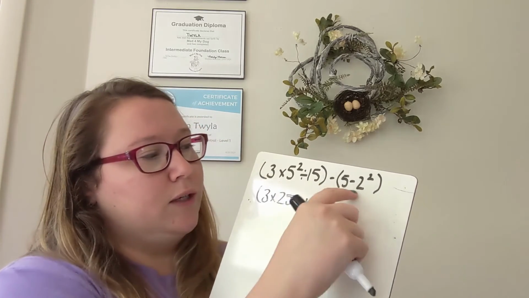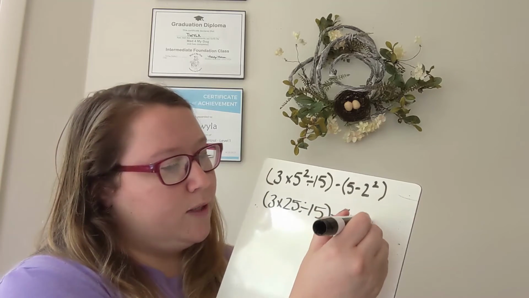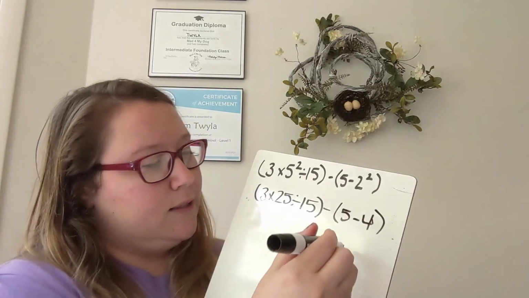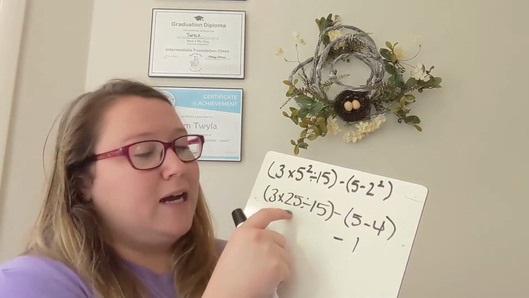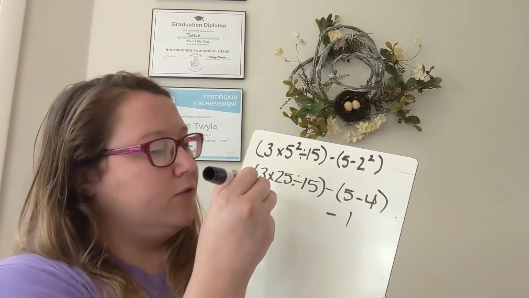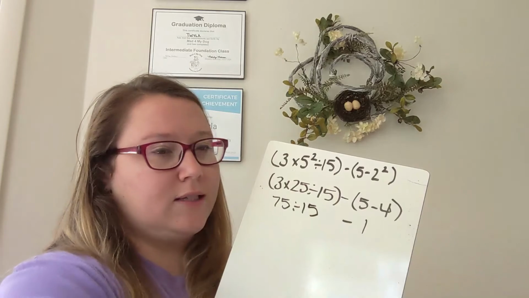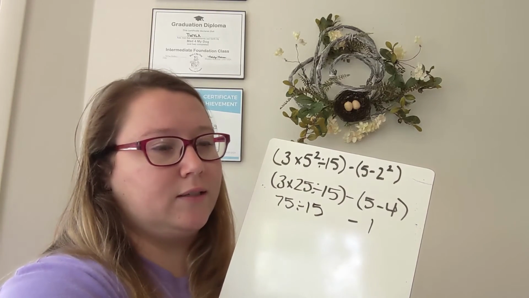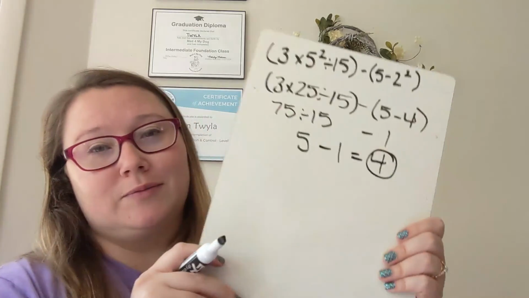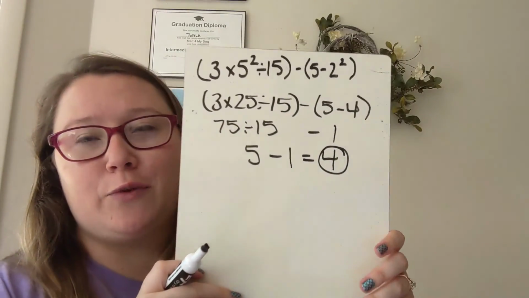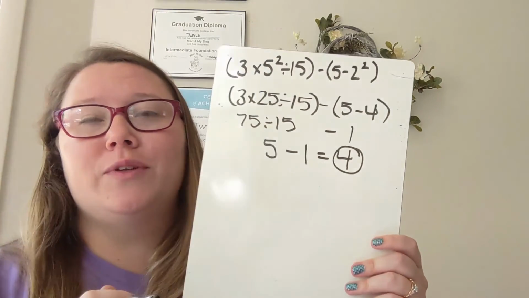And I'm just going to go ahead and move right along and solve this here. Again, same thing, we need to solve the exponent, so it's 5 minus 4. That's taken care of, we know that's going to be 1. So I've got 3 times 25. 3 times 25 is 75 divided by 15. 75 divided by 15 is, I can bring that minus 1 down, and then it is 4. So if you got 4, give yourself a pat on the back. That was a lot of moving pieces going on in that problem. Hopefully you figured that out.